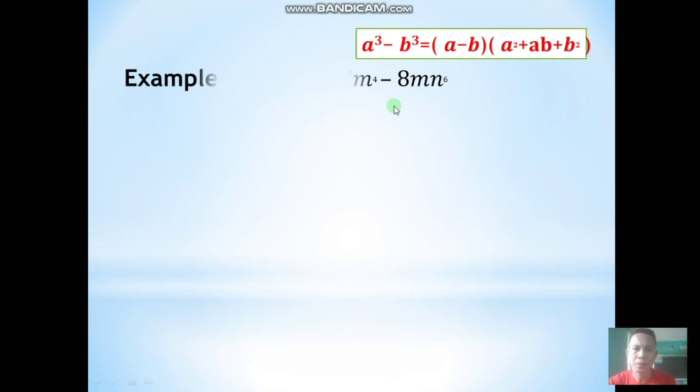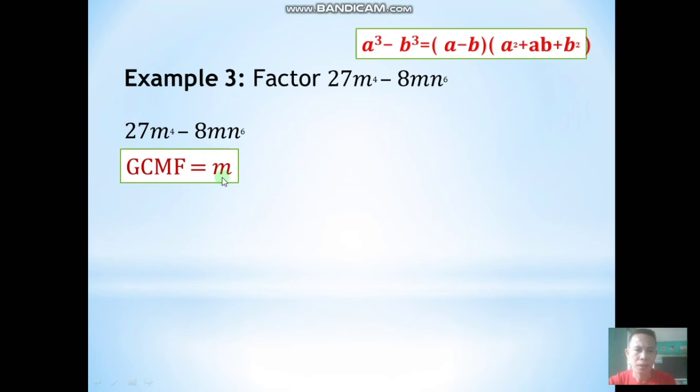Okay? Now, example number 3. Factor 27m raised to 4 minus 8mn raised to 6. So, still we have two solutions. Both terms have what we call the greatest common monomial factor, and that is m. So, this is our first solution. So, the GCMF, then the other factor. Again, how to get this? Just divide its term by the GCMF. Okay? So, this is now our first solution.